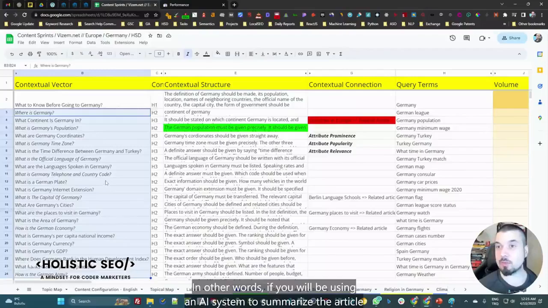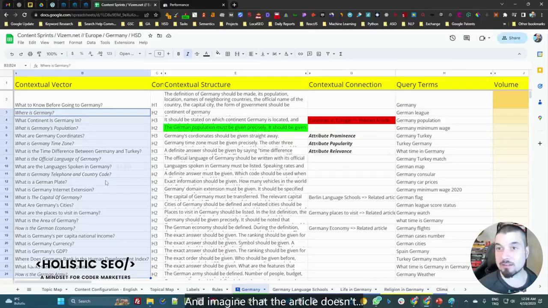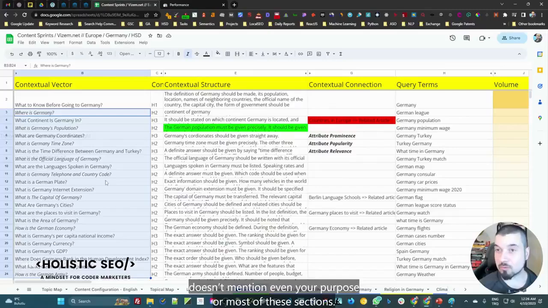In other words, if we were using an AI system to summarize your article, and you asked the question, can you give a summarization, or can you tell us what this article or web document is mainly about, or what it actually aims for? And imagine that the summarization doesn't even mention your purpose or most of these sections.